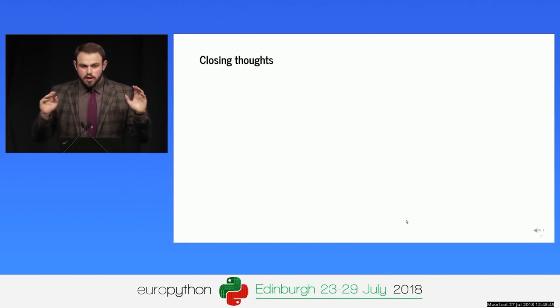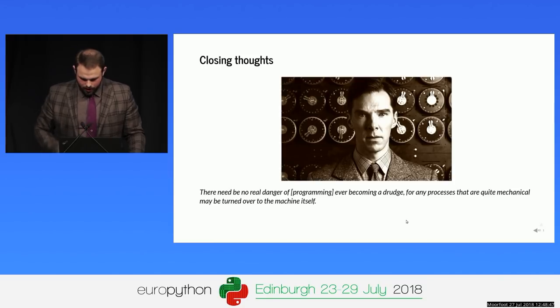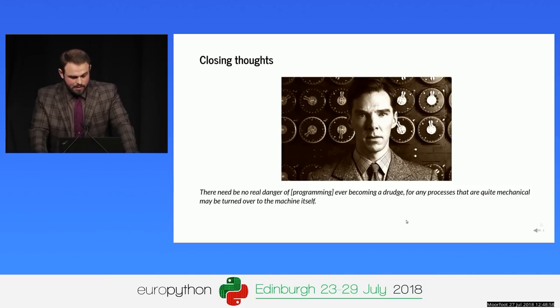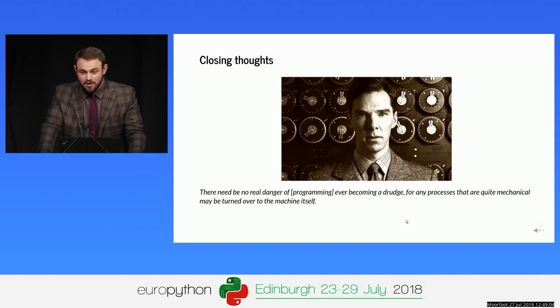So, here are my closing thoughts. Alan Turing once said, there need be no real danger of programming ever becoming a drudge, for any processes that are quite mechanical may be turned over to the machine itself. A beautiful thought, right? A thought that was expressed almost 80 years ago.